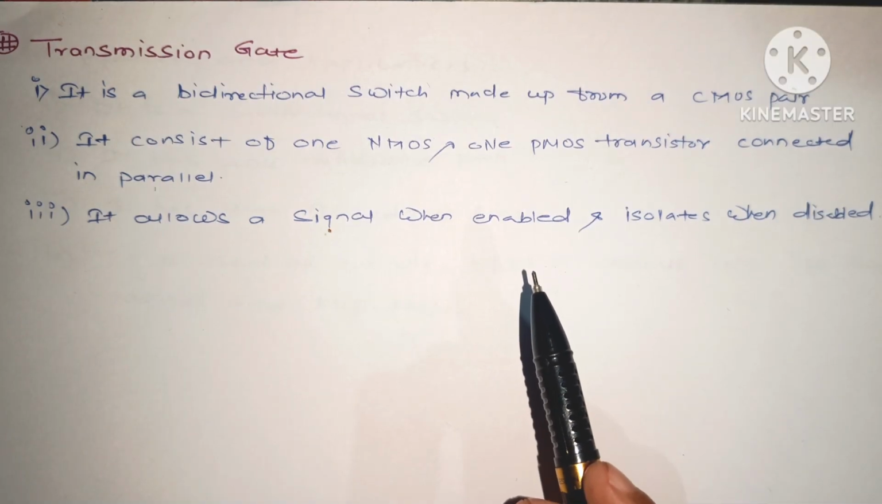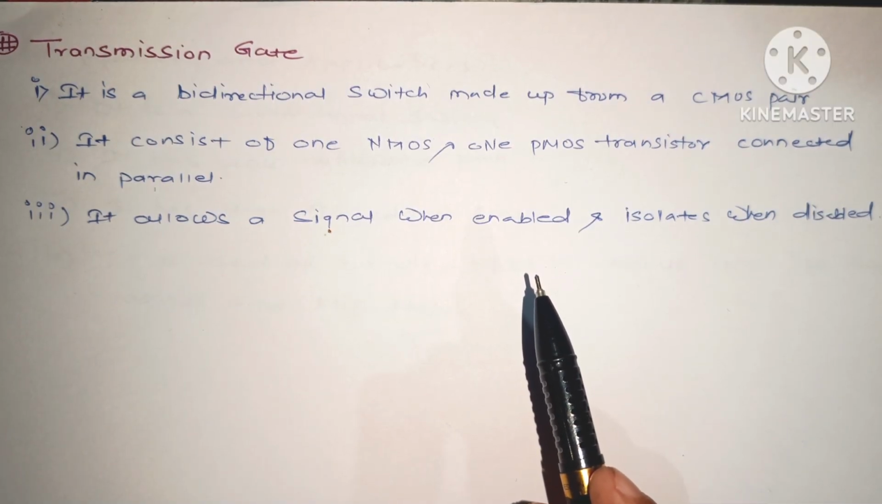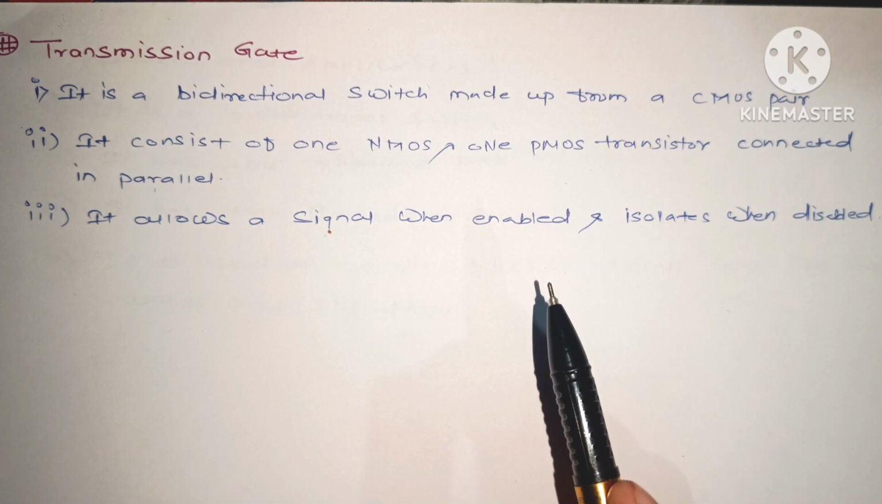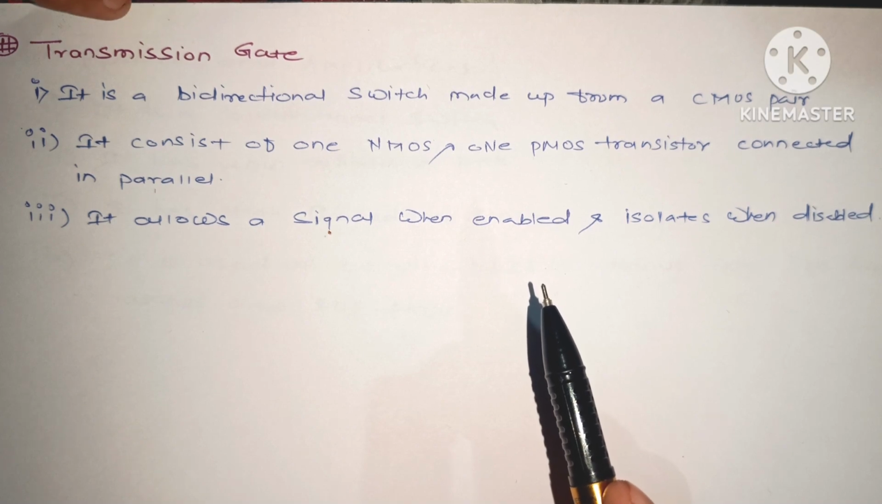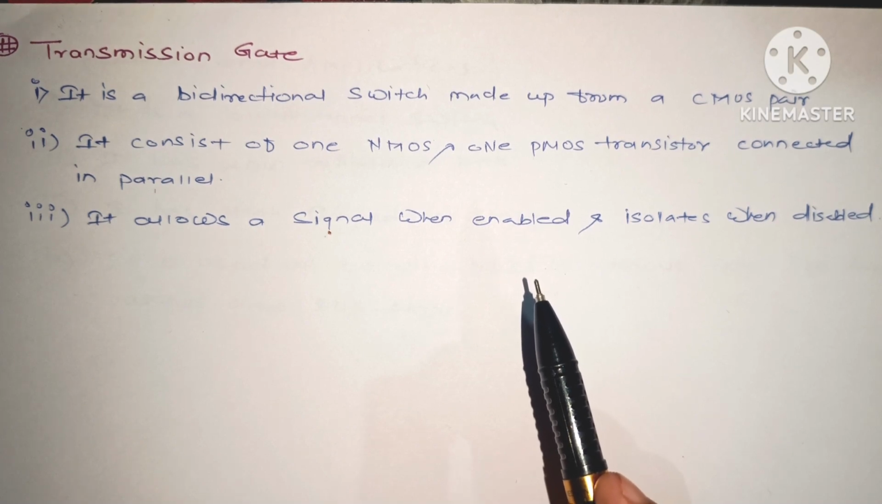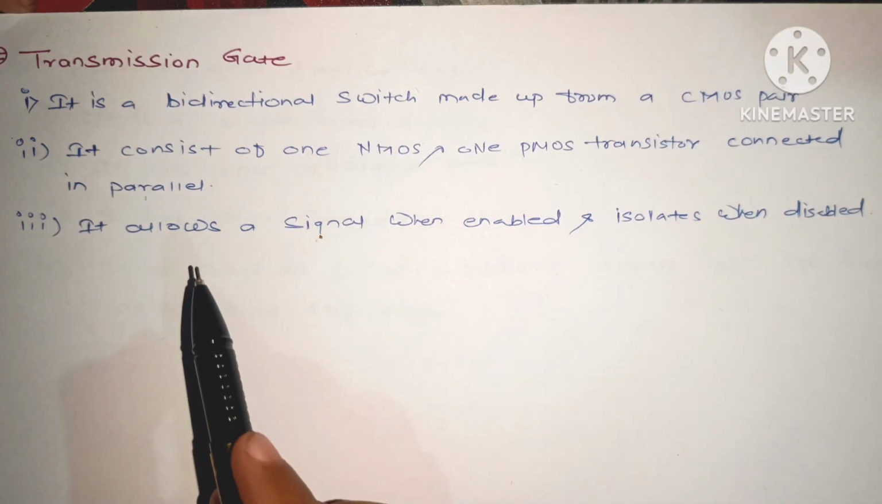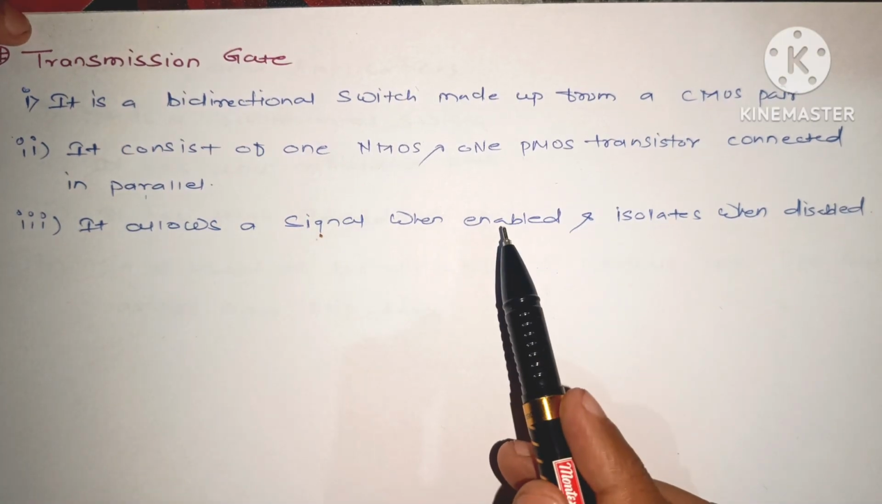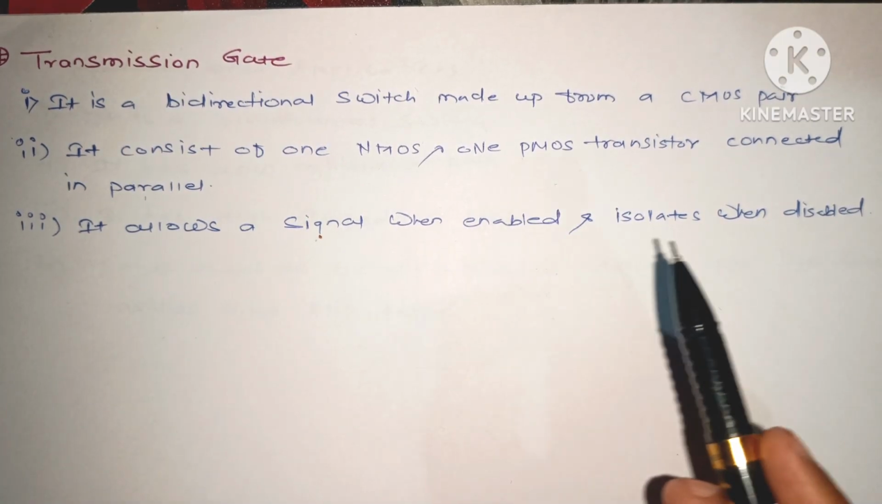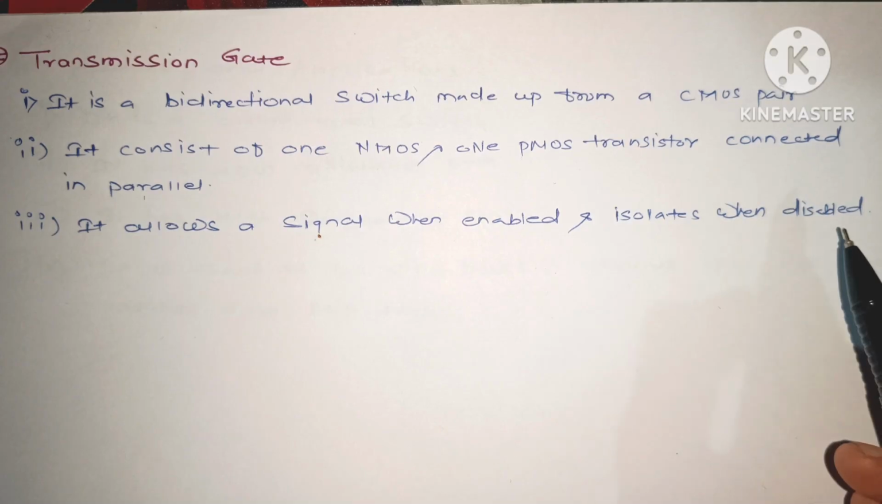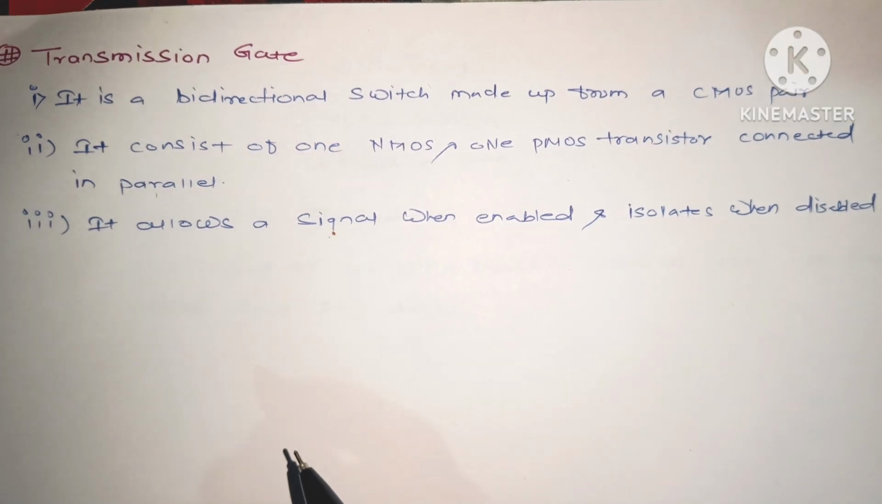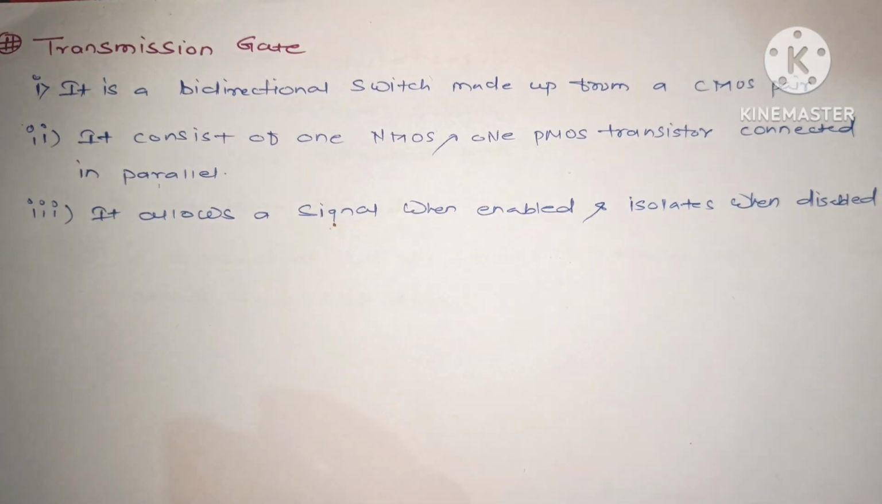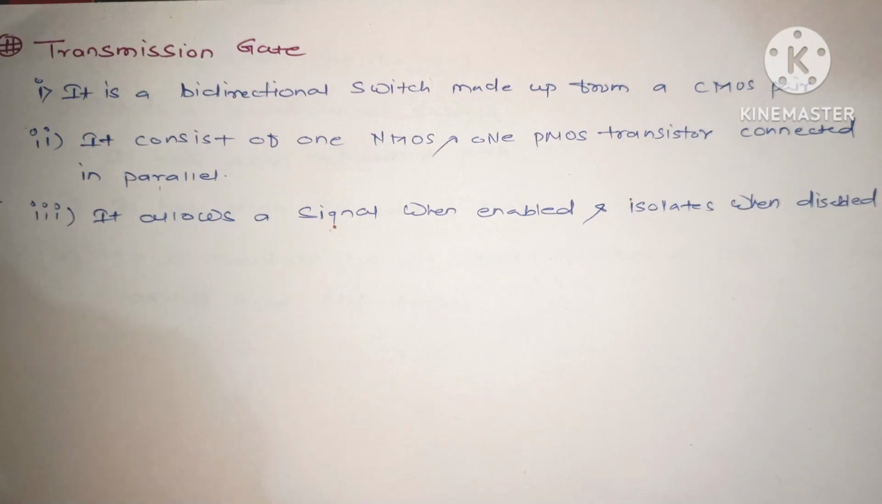So whenever we have connected a PMOS and NMOS in parallel with each other, such kind of circuit is called a transmission gate. Now if we come across its basic functionality, it allows a signal when it is enabled and it isolates it when it is disabled. And this entire operation takes place with the help of a signal called a control signal.